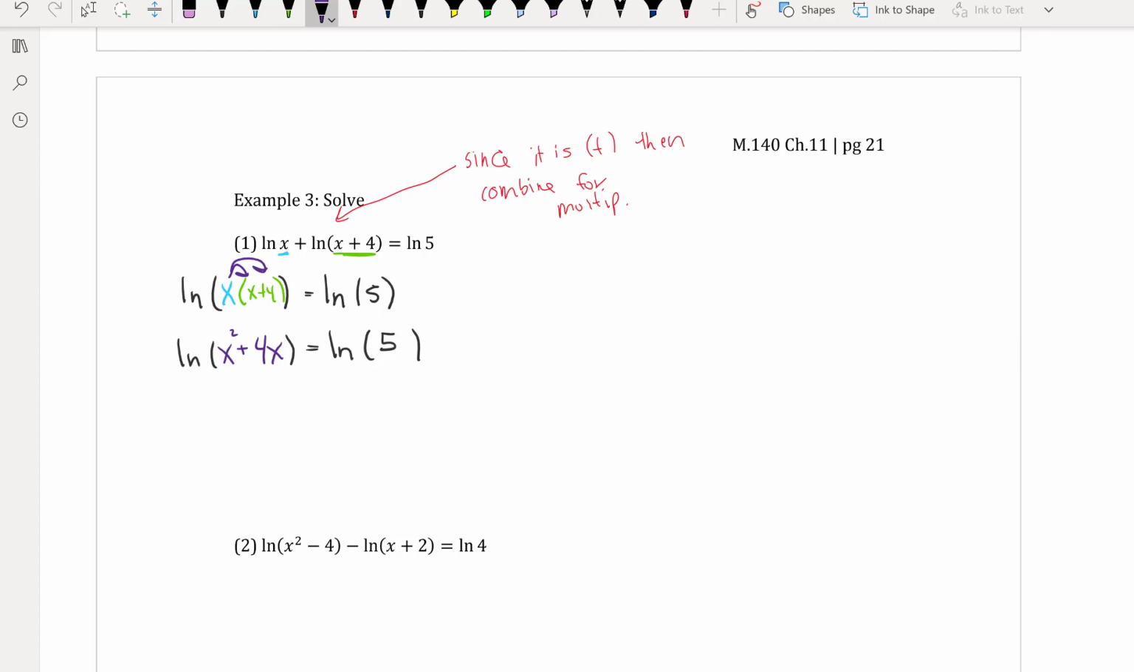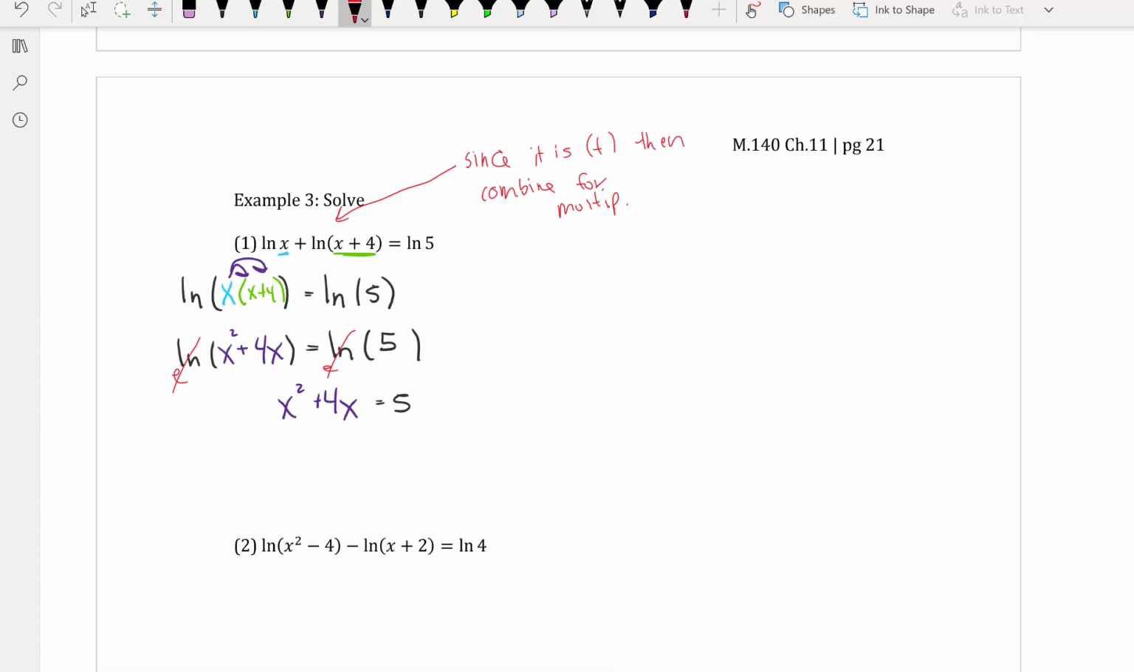So now that I have natural log on both sides, natural log on one side, natural log on the other, what you can think of is you're going to e both sides so that it can cancel out. So you're just left with what's on the inside. So x squared plus 4x is equal to 5.